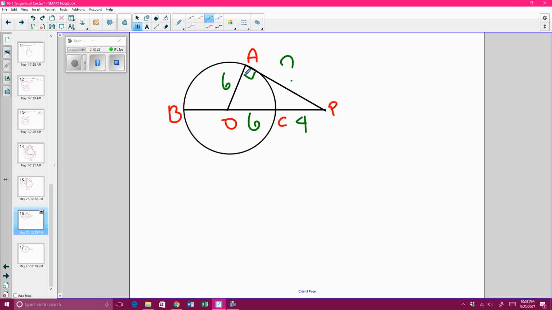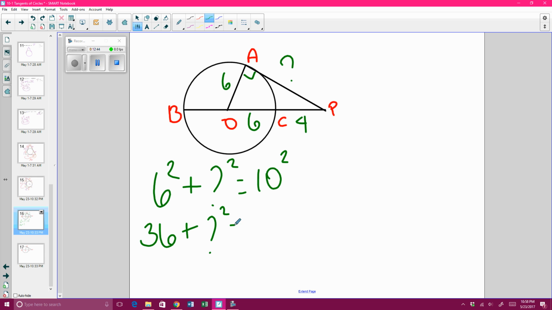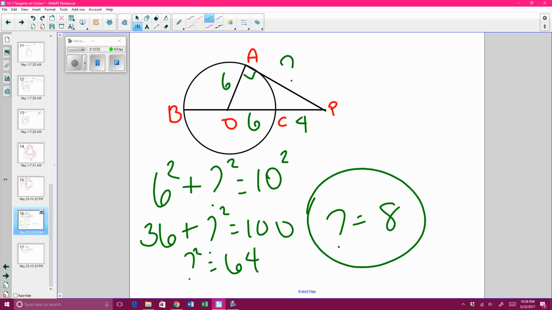Remember, here's your tangent, so that makes your right angle. And now you're just applying the Pythagorean theorem. 6 squared plus what squared equals 10 squared? That would be 36. So now the question is, what squared equals 64? And of course, the question mark equals 8.